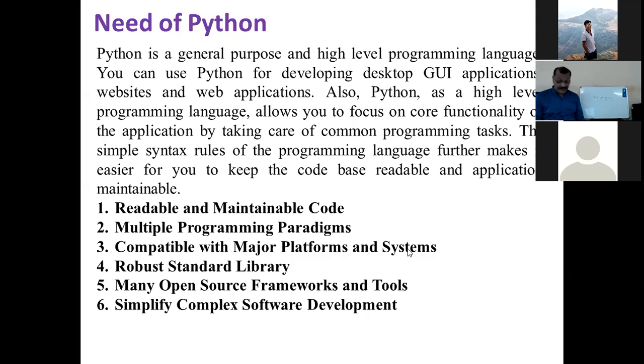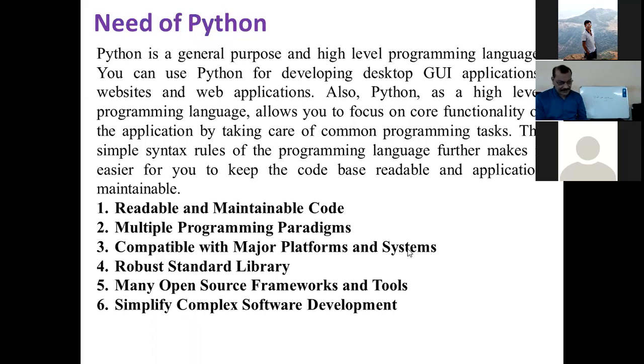Robust and standard library. What do you mean by robust and standard library? All of you know that C++ is a programming language, and whenever you want to write code you must include some library files. If you want to write a program in C you must include some library files. If you want to write a program in Java you must import some packages. Those packages contain their libraries. So every programming language has a set of libraries.